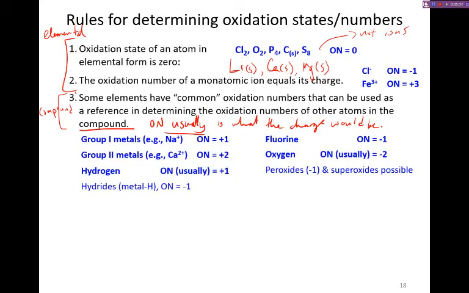So for oxygen, some exceptions are peroxides or superoxides. And peroxides, the most common one is hydrogen peroxide. Or superoxides, that's where we might have something like NaO2.